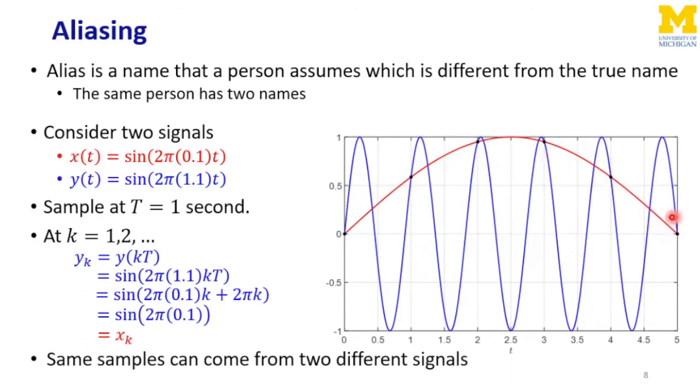And you can convince yourself that that is the case by looking at this bit of math. At the integer values of this index k, yk and xk, which are the samples of x and y, are exactly the same. So the point is that these samples, which are exactly the same, could have come from either the signal x or the signal y. So the frequency of the signal which is sampled is ambiguous, and this is the result of aliasing.